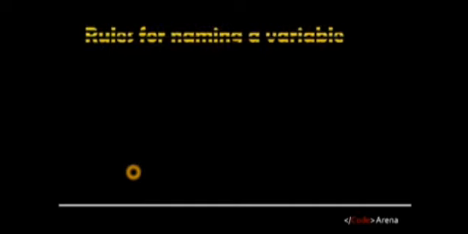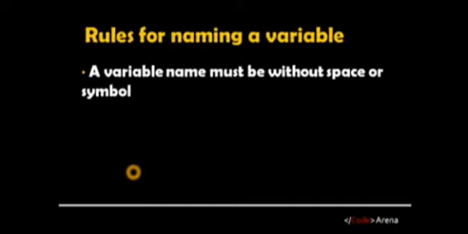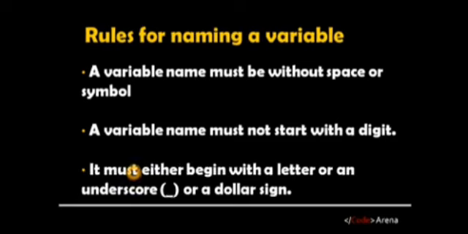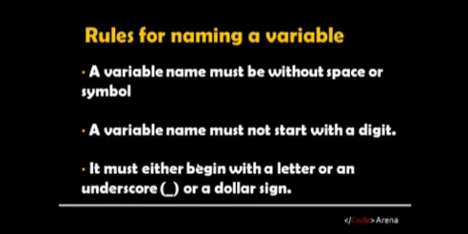Now let's go further. What are the rules for naming a variable? The first thing you must consider when naming a variable is that a variable must be without space or symbol. A variable must not contain a symbol or space. A variable must not start with a digit. And lastly, a variable must begin with a letter, an underscore, or a dollar sign, but most times it is advisable you use a letter.